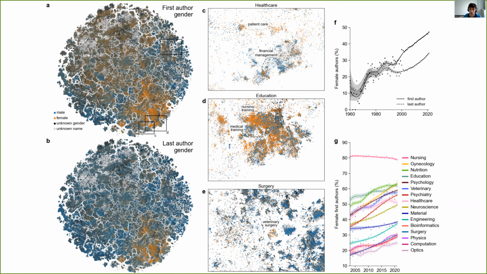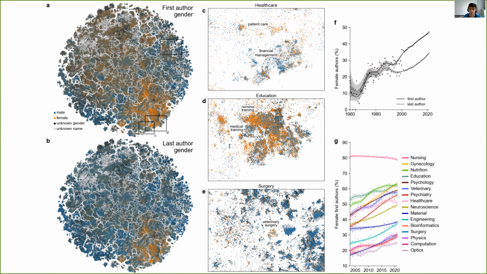But what was most interesting for me is that you could in some cases zoom in, look at things like surgery. Surgery for some reason is very male dominated, at least the authorship in the surgery papers. So this island, I think, is heart surgery or something like that. So it's very, very male. The fraction of males is very high. And then there is this orange island. So why is there suddenly an orange island in the male field? Turns out that these are papers on veterinary surgery. And this happens in different places, so we have many examples of that.